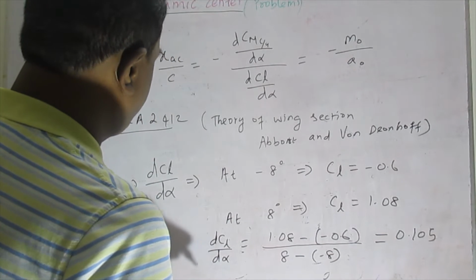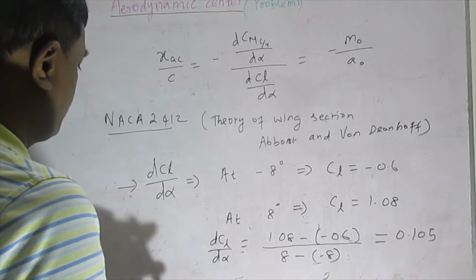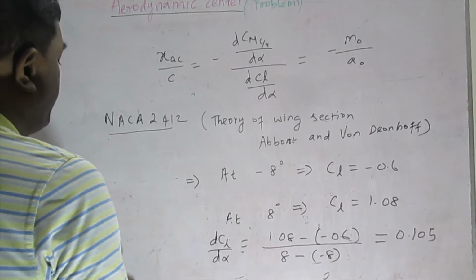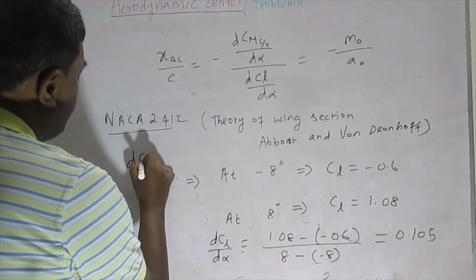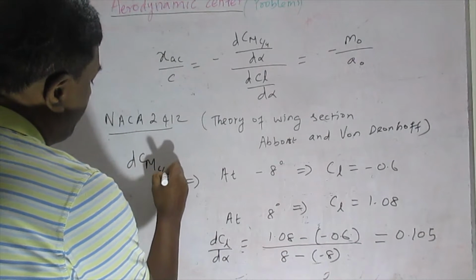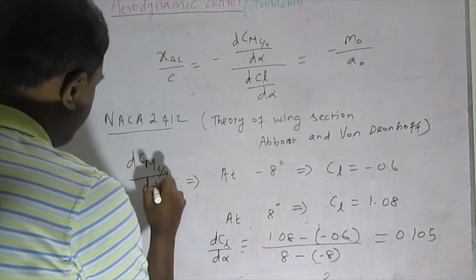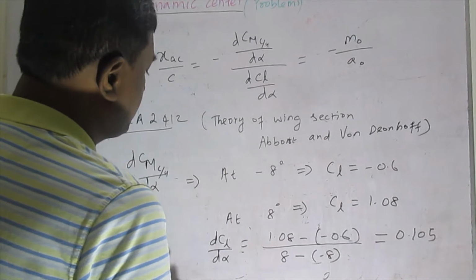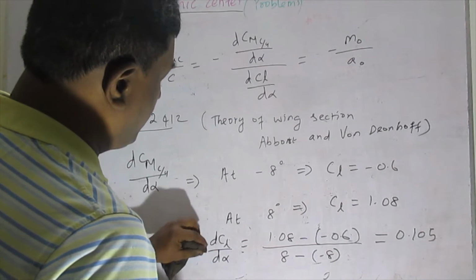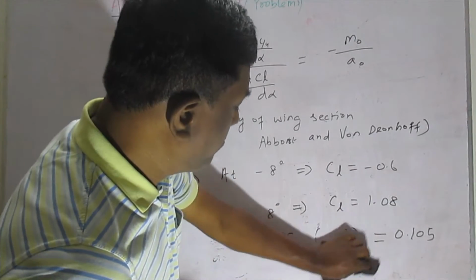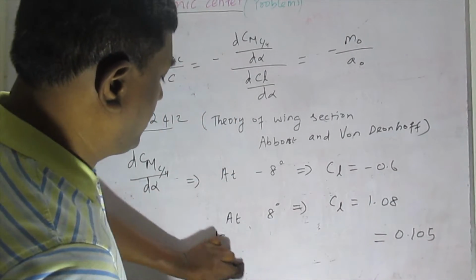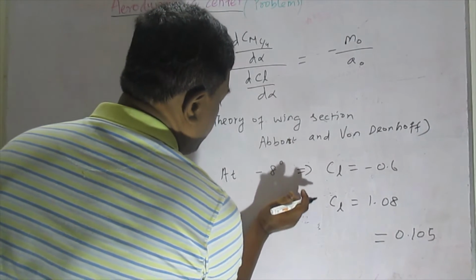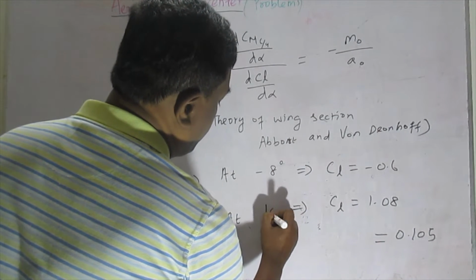in a similar fashion dCm by d alpha. So this value also can be found out. So we can take this at minus 8 degree, and this value need not be the same. That means we can have another value also. Instead of 8 degree we can have 10 degree. So it is 10 degree.